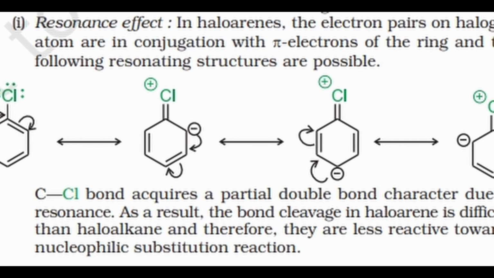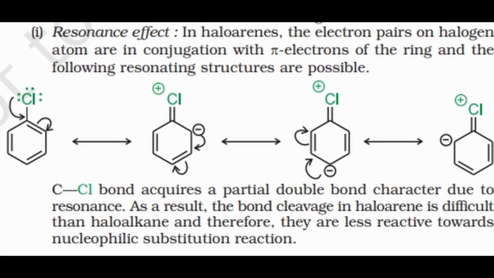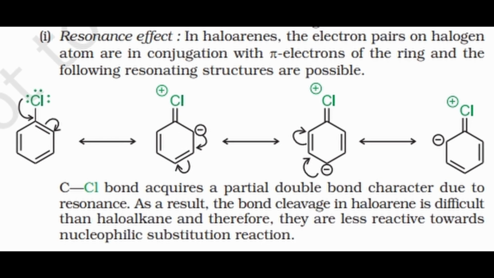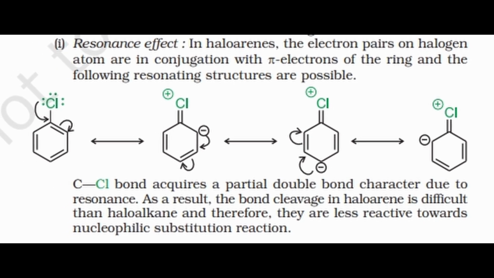Before, sometime you told me that haloarenes are stubborn in nucleophilic substitution reaction. Why? The first reason is resonance. In aryl halides, the lone pair on the halogen participates in resonance with the pi electrons of the benzene ring. As a result, the carbon-chlorine bond acquires a partial double bond character. This makes the bond shorter, stronger and much harder to break than a regular carbon-chlorine bond in haloalkanes. As we know, a stronger bond is less reactive.